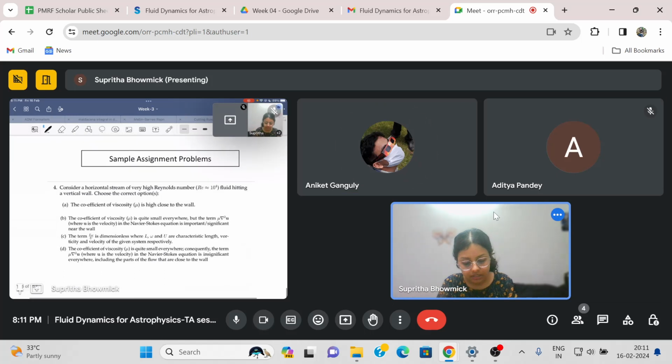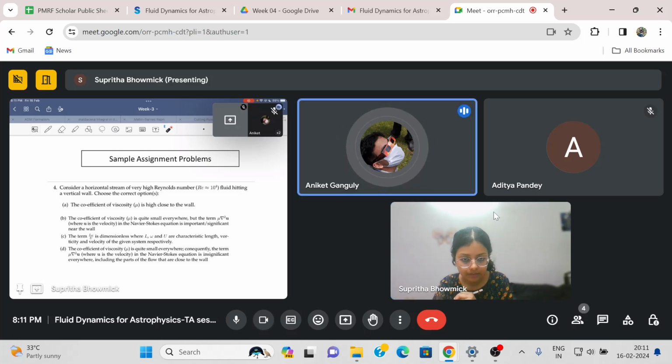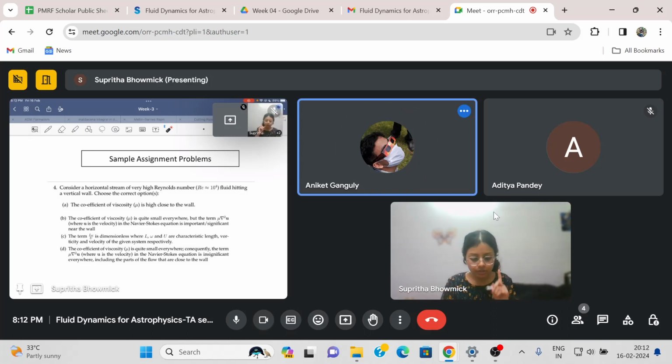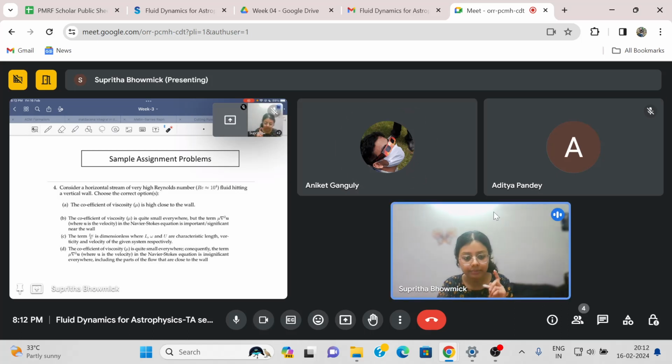Last question. Consider a horizontal stream of very high Reynolds number fluid hitting a vertical wall. The coefficient of viscosity is high close to the wall. Coefficient of viscosity is a characteristic of the liquid. It does not depend on the flow conditions. The coefficient of dynamic viscosity is given for every fluid, so it does not depend whether you're looking at the fluid very close to the wall or in the pipe. So of course this is wrong.